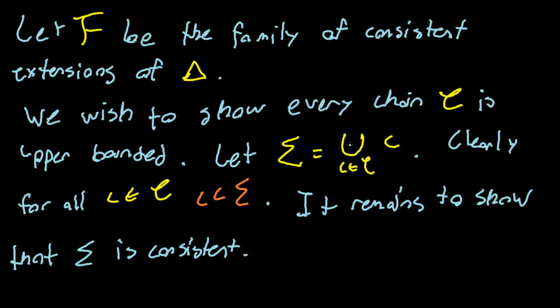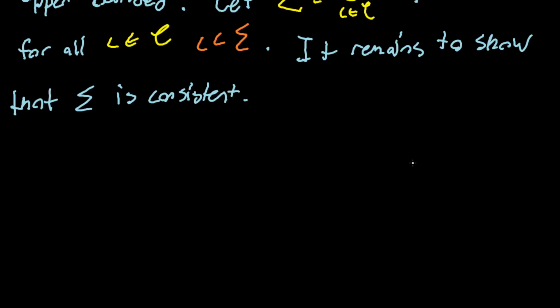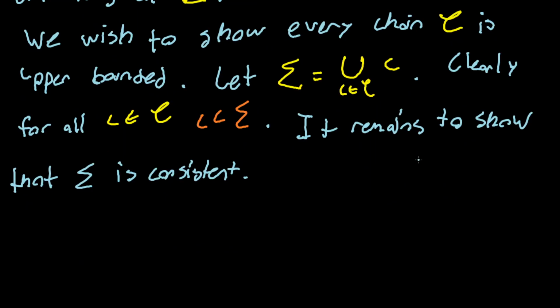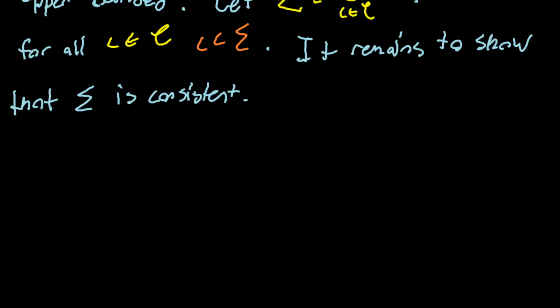So it's important to show that sigma is consistent so that we know that we're still working within the family of consistent extensions of delta. So the actual challenge is proving that this infinite set is consistent. That's actually the meat of the proof. And so how do we do that? This is a little harder. And we'll be doing this with a proof of contradiction.